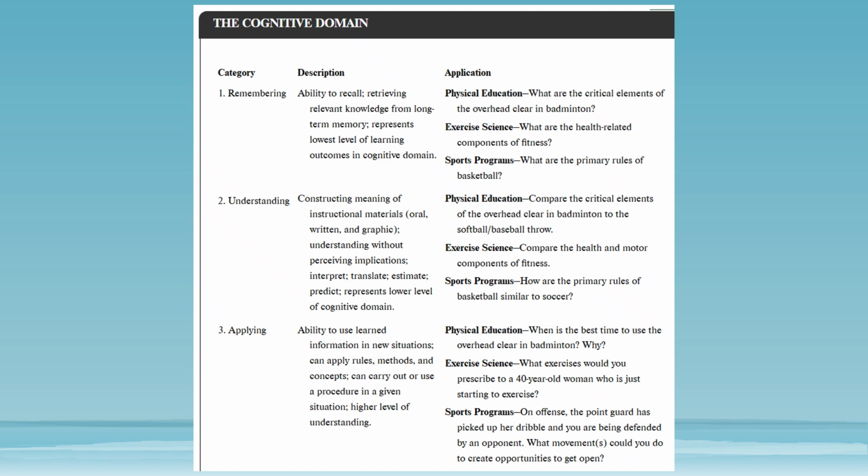And the third category is applying. That is about the ability to use knowledge in new situations. It involves using methods, rules, and concepts. In physical education, when is the best time to use the overhead clear in badminton and why? And in exercise science, what exercises would you prescribe to a 40-year-old woman just starting to exercise? And for sports programs, as a point guard, what movements could you do to get open after picking up your dribble under pressure?